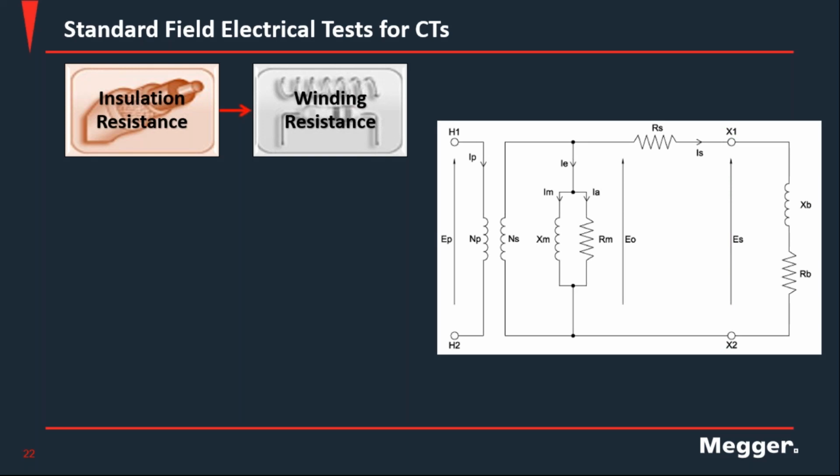The way to get this value is through applying DC current through the terminal. So we are circulating DC current through the terminals of the instrument transformer, secondary side, and also at the same terminals we are measuring the voltage drop. So with current and voltage drop, we can calculate resistance.